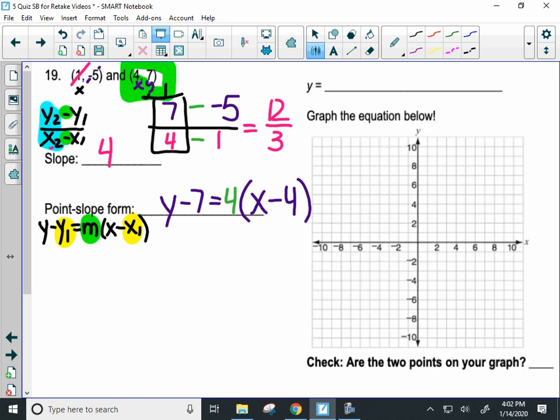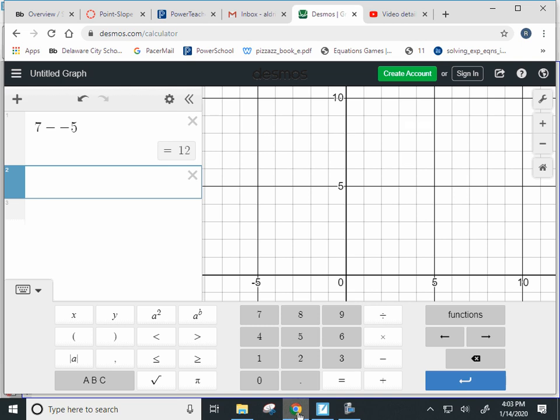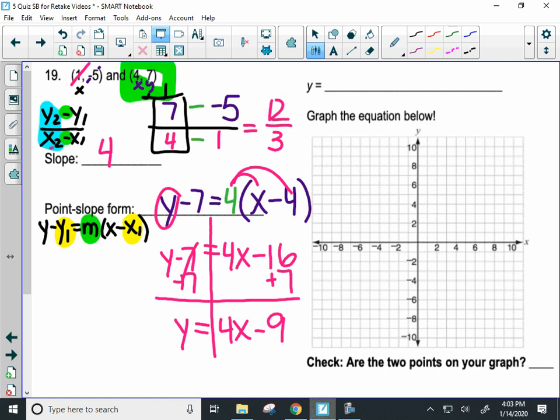You can use Desmos right now to check to see if you're right by typing in that equation and plotting the points. In order to get y by itself, remember I'm solving for this y, to graph it, I need to distribute the 4. That y minus 7 stays the same. 4 times x, 4 times negative 4 is negative 16. Then I'm going to add 7. I'm going to get y equals 4x. Let's see, what's negative 16 plus 7? Negative 9. So that's your equation. The y equals. That goes on the line right here.